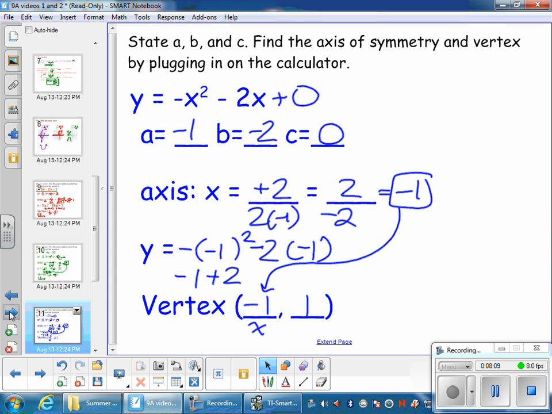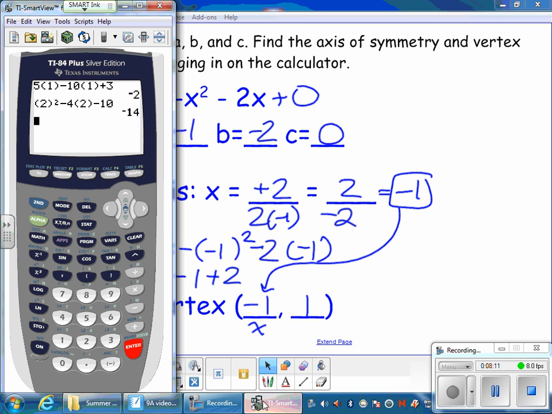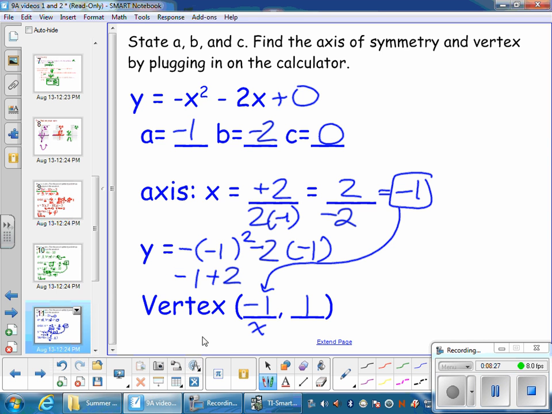If you're typing it in your calculator, here's how you have to type it. Negative parentheses, negative 1 squared. If you don't put parentheses around that, it's going to mess it up. Minus 2 times negative 1. And you get positive 1. This parabola, on the other hand, is opening down because of that negative in front. And that vertex is at negative 1, positive 1.